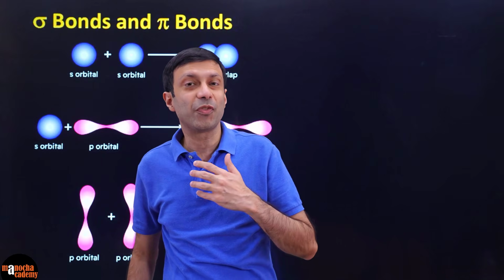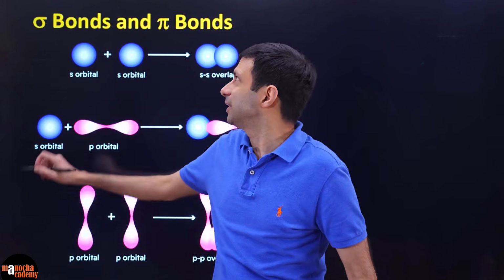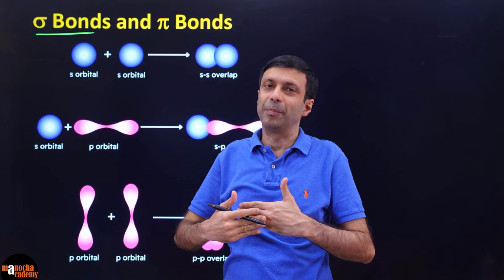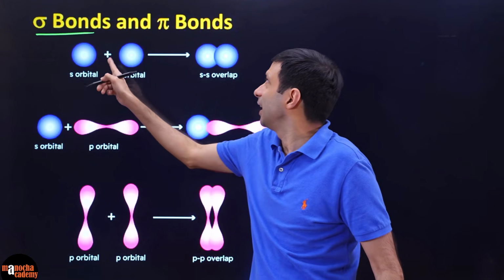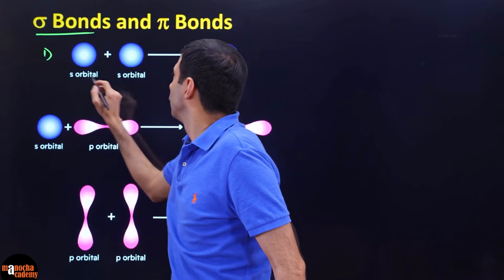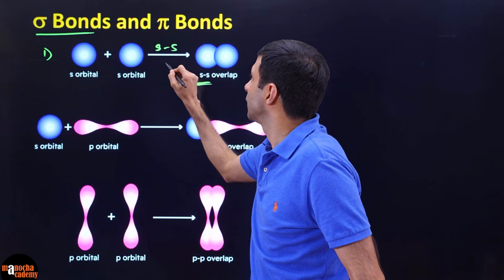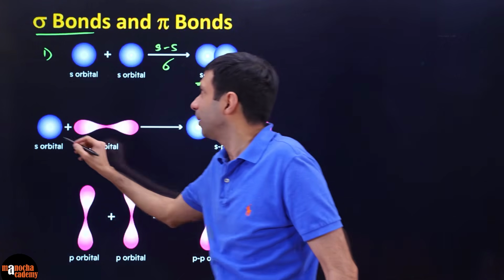So let's summarize what we have discussed about the sigma and pi bonds. Remember, sigma bond means there is a head-on, an axial overlap. And when can sigma bonds be formed? They can be formed when there is an s-s overlap, as you can see here. So this is case 1 where you have an s-s overlap. s-s will form your sigma bond, or it could be s-p overlap.